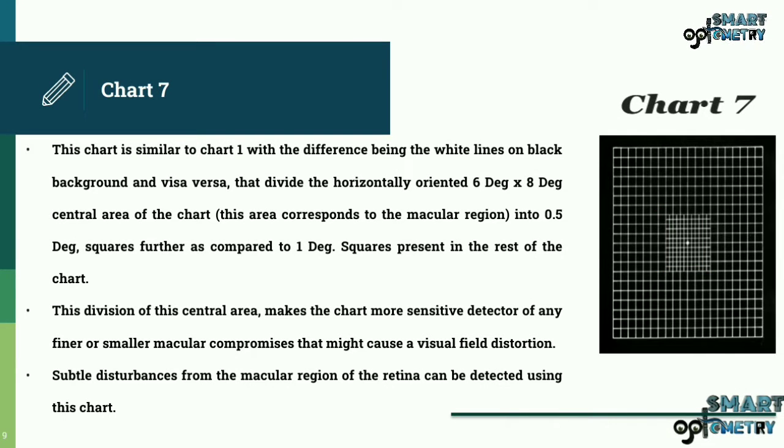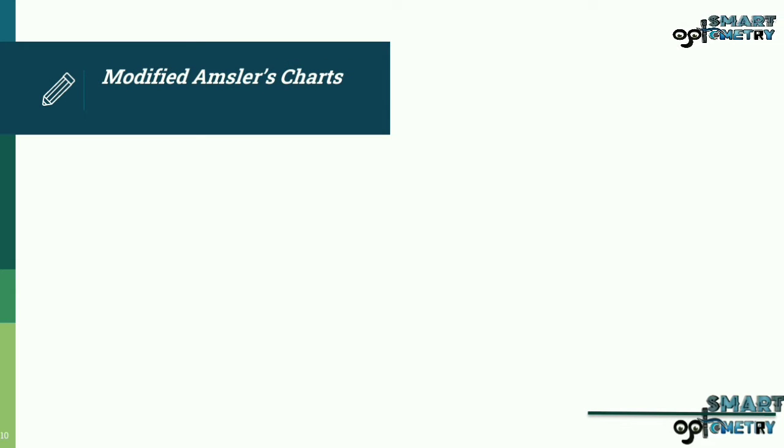Here you can see the Amsler's chart with white lines on black background that divide the horizontally oriented 6 degrees by 8 degrees central area of the chart into 0.5 degree squares.